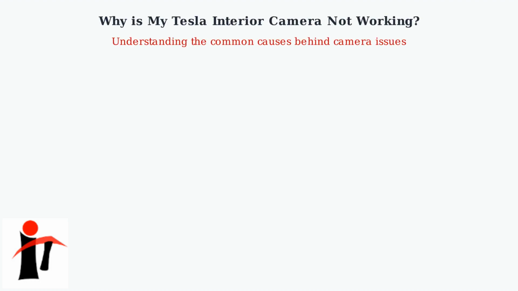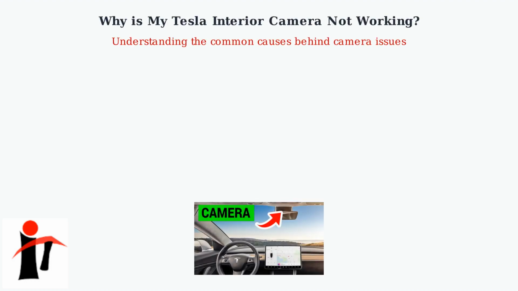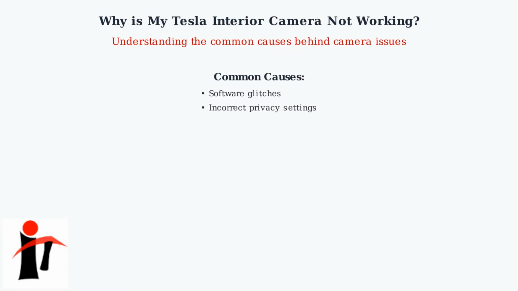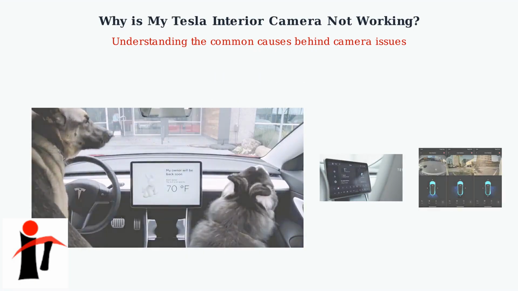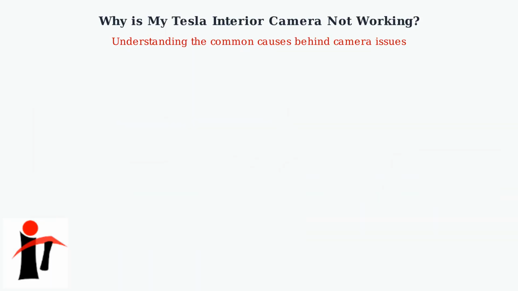The Tesla Model 3's interior camera might not work due to several reasons: software glitches, incorrect privacy settings, or hardware problems. This camera is used for features like Sentry Mode, cabin overheat protection, and dog mode. Let's troubleshoot why it might be offline and how to get it working again, focusing on privacy and data control.